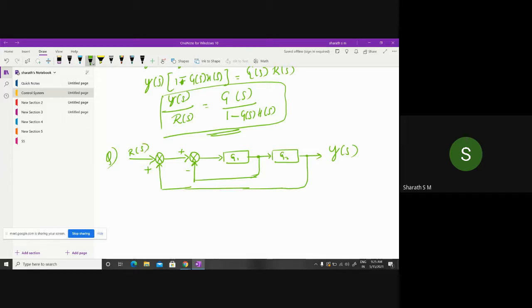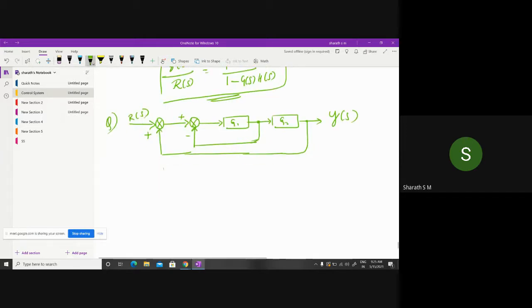So this is the first simple problem. Here we have G1 and G2, with intermediate points as well as summation points. We need to find the overall transfer function, that is, the final output Y of s divided by R of s, and these whole multiple blocks are going to be reduced into a single block. This we call the block diagram reduction technique. We need to make it a single block with a single input and output without any intermediate points. That we call the final overall transfer function.